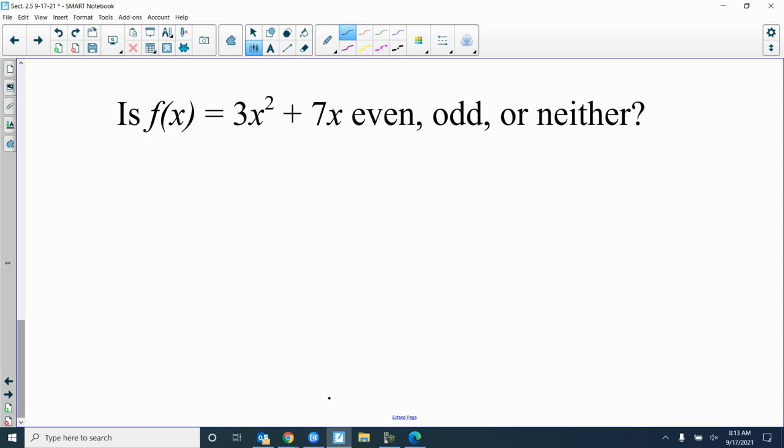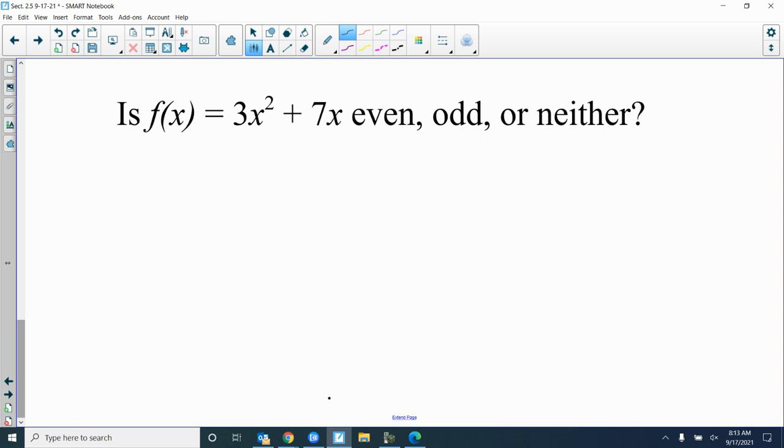So let's take a look at how we show that. If f of x equals 3x squared plus 7x, is that even? I didn't really leave you room for that, so you should have a little bit of room before it says average rate of change. See if you can squeeze that in there. I forgot about that, but I at least wanted to hit one example.